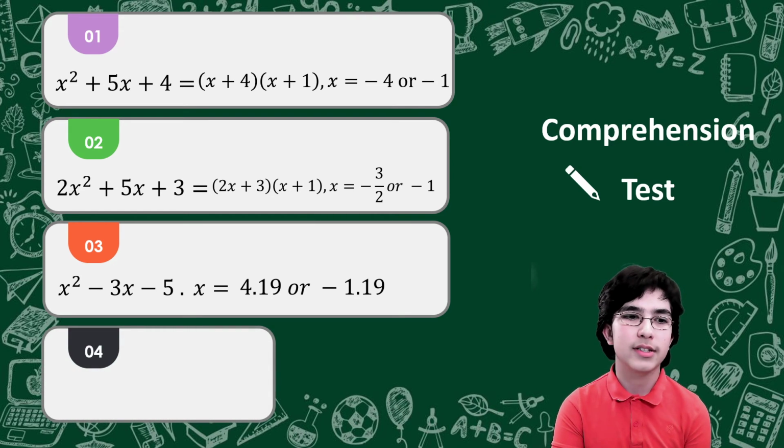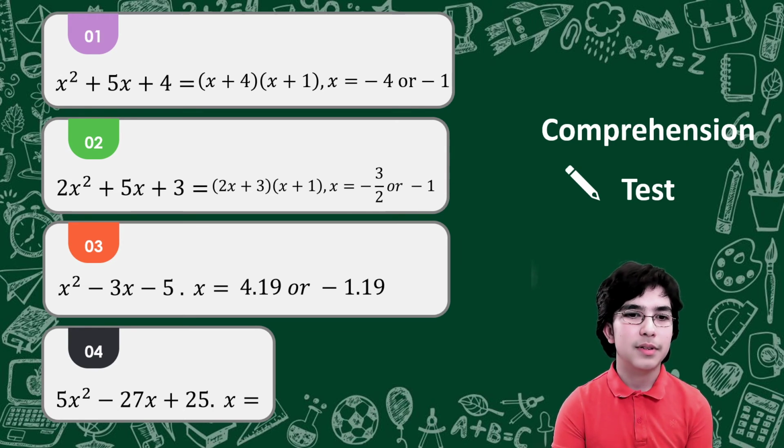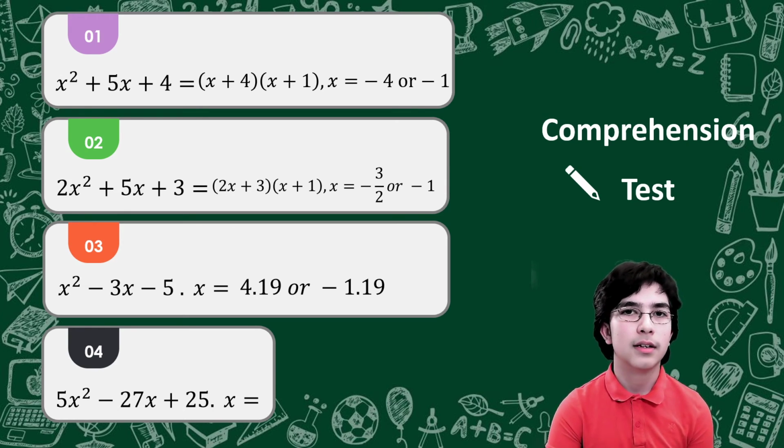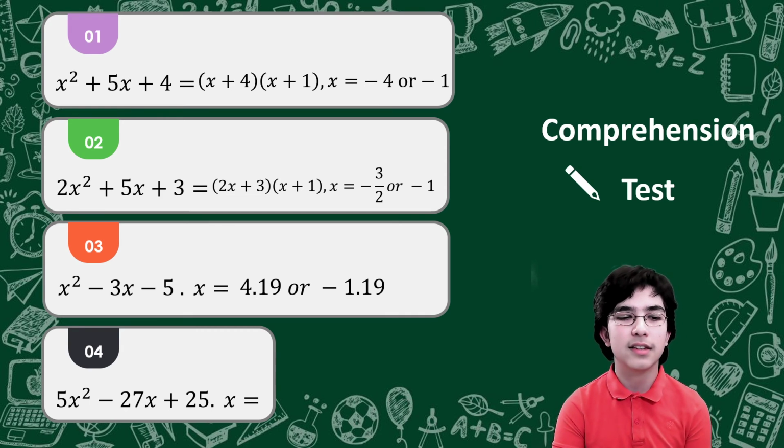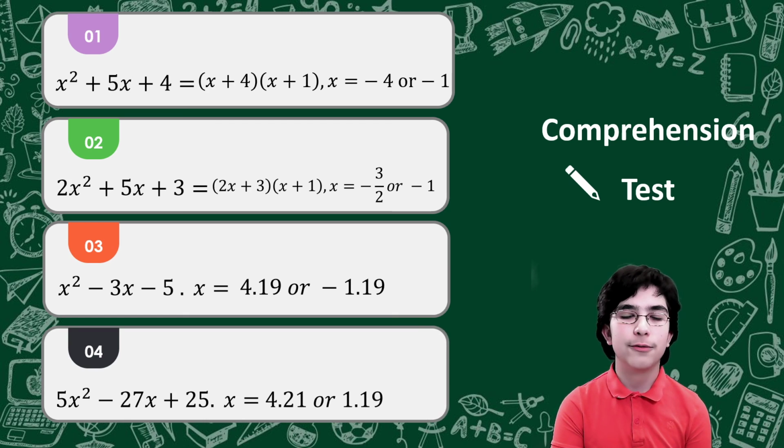And for the last question, you also have to use the quadratic formula, except it's slightly more complex, so be careful with typing it into your calculator. And you should always double check your answers, just in case you mistype anything. So how do you calculate 5x squared minus 27x plus 25? X would be 4.21 or 1.19.